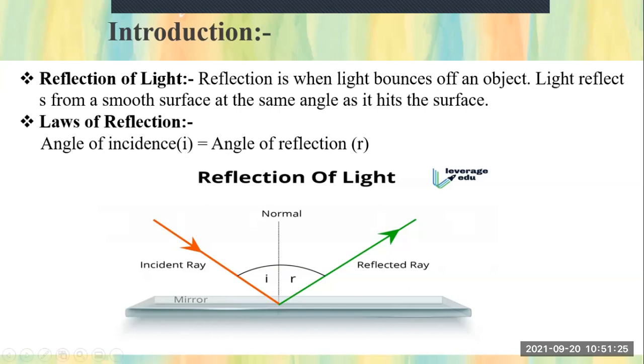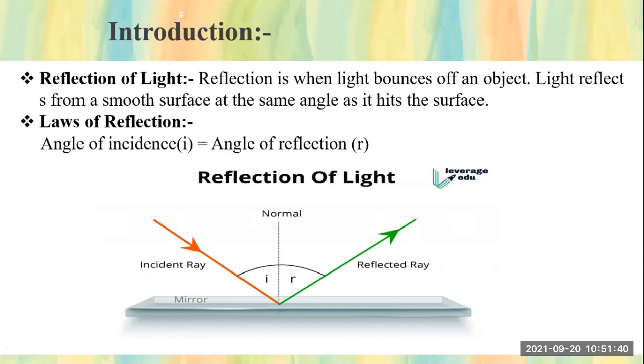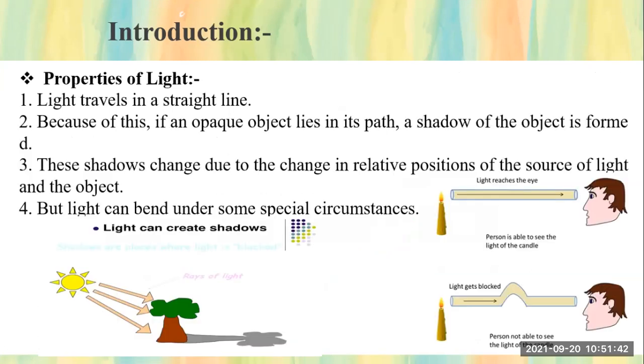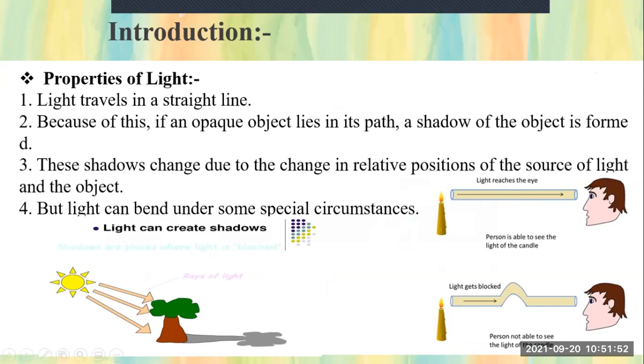Okay, so I hope you have understood this. This is only for your revision purpose, students, so that you can rewind the topic which you have learned before. Now, students, we are going to learn some interesting properties of light. Okay, you're going to enjoy it. Now see, what are the properties of light? Now see, the first property of light is that light travels in a straight line.